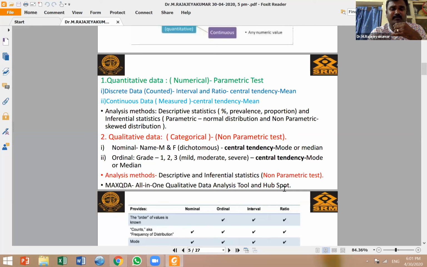Like this, you can use this nominal data. Here the central tendency is mode or median. The same thing happens with ordinal data: grade 1, grade 2, grade 3, mild, moderate, severe. So here the central tendency is mode or median. Whether we have qualitative or categorical data, you can always use a non-parametric test. For quantitative, numerical data, you use a parametric test. Okay, this is a basic difference in how we use the test based on the type of data. Right.